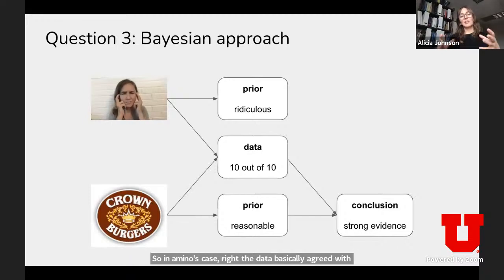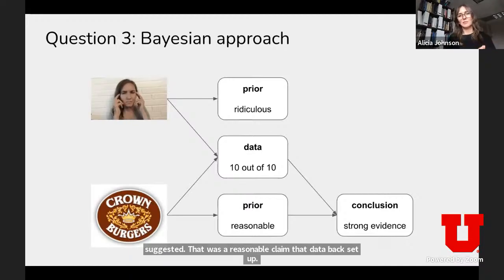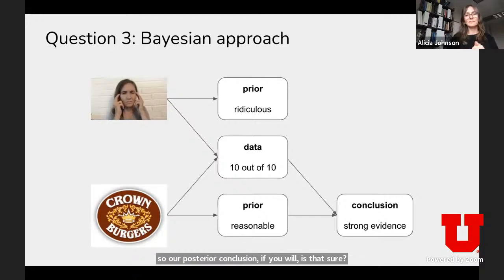And so our conclusion, which combines both of those pieces and balances both of those insights, is even stronger. We have strong evidence that our prior suggested it was a reasonable claim, and the data backs that up. So our posterior conclusion, if you will, is that we have strong evidence that Mina is brilliant at this distinction.